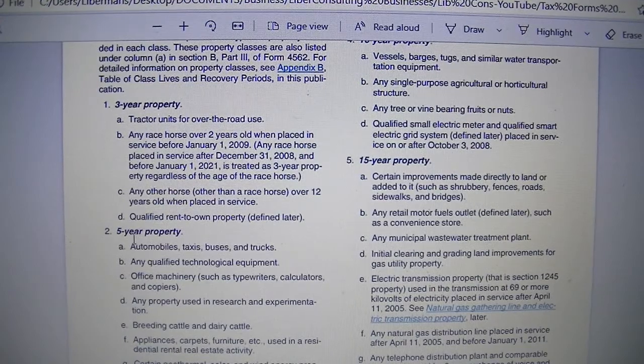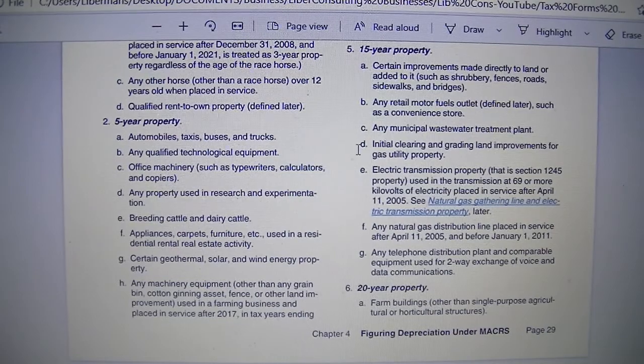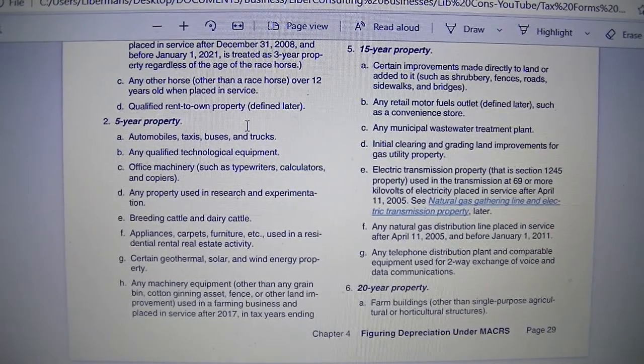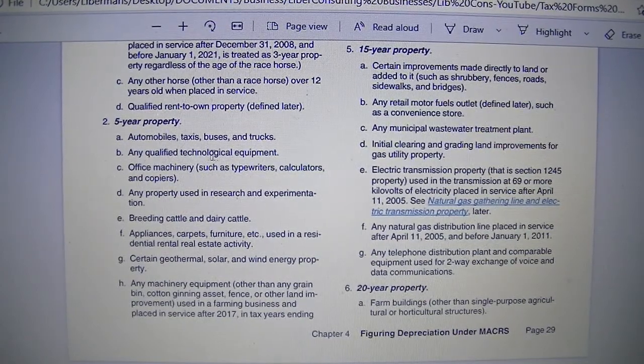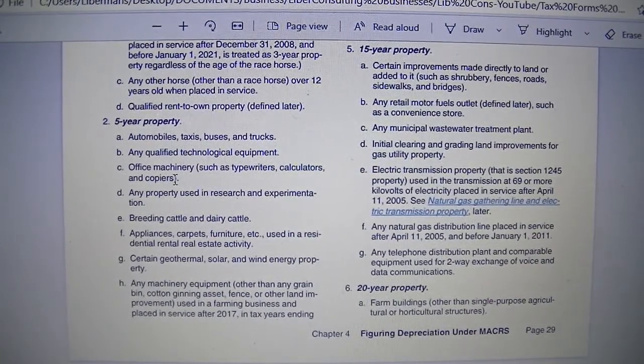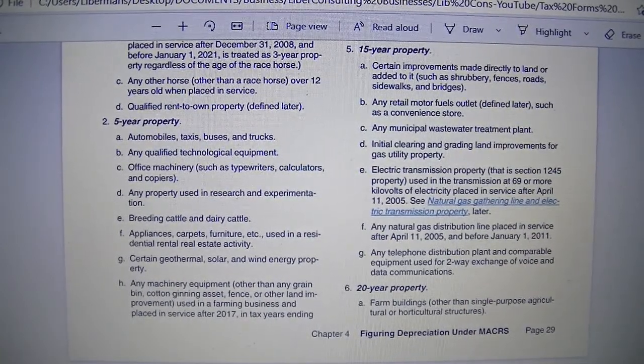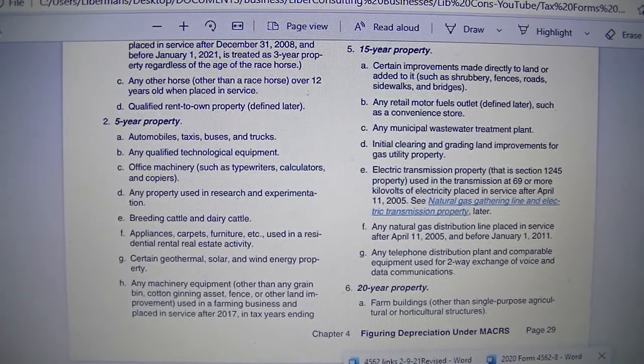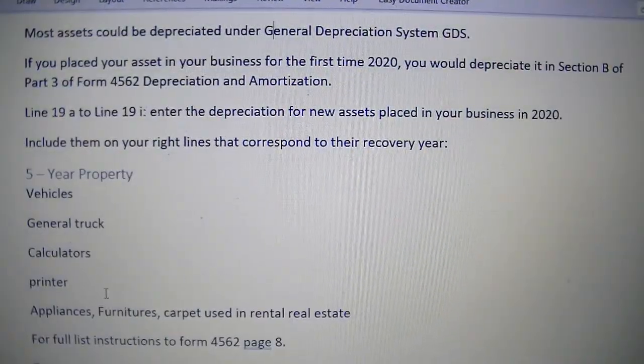So 5-year property, you have vehicles, passenger vehicles. You have qualified technological equipment. It's kind of vague. Office machinery, so we have typewriters, calculators, and copiers. So we were right putting calculators and printers there.